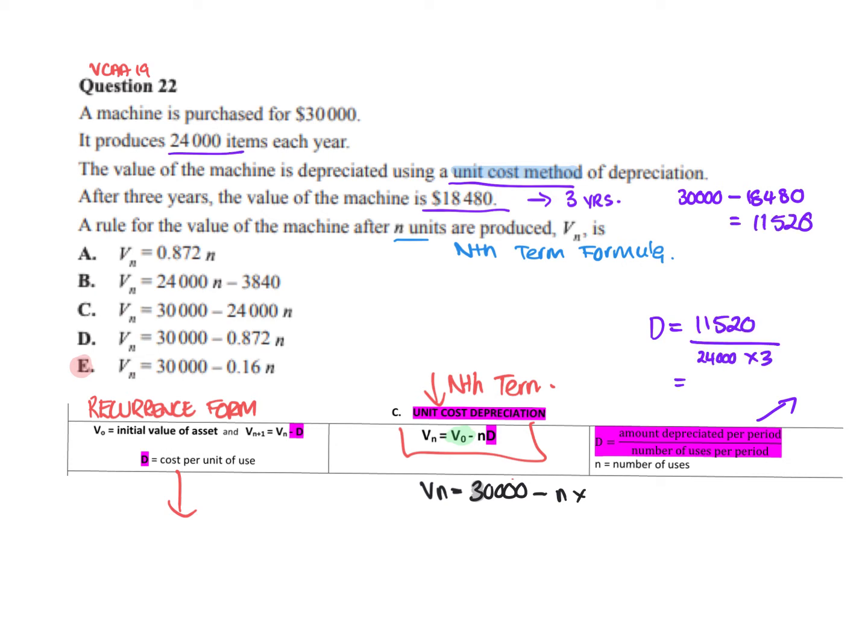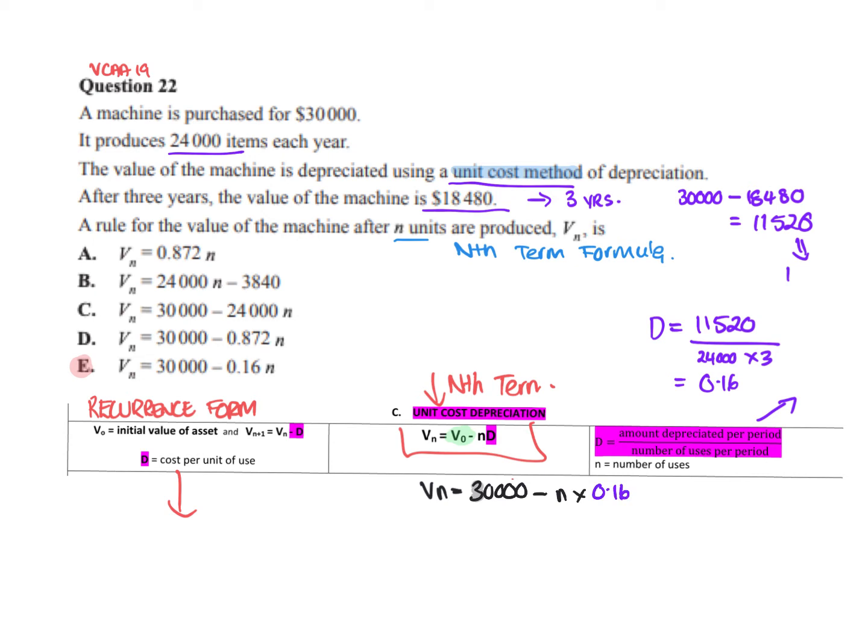Okay, so we know this is how much it depreciated. So D after 3 years. So then we knew we're going to divide by the uses. It was 24,000. Now I end up with 0.16. So really what that's saying is it's like 16 cents per copy.